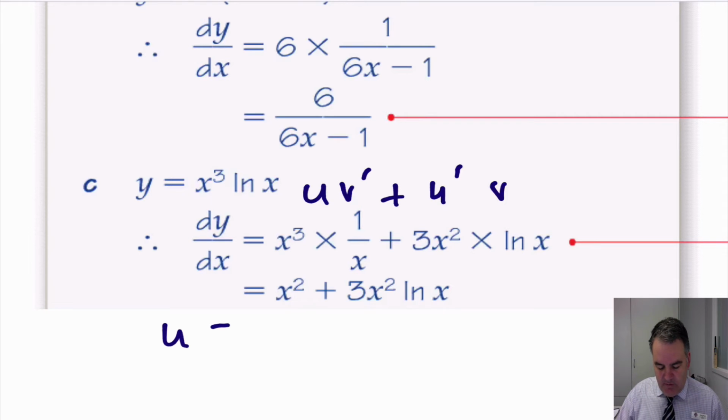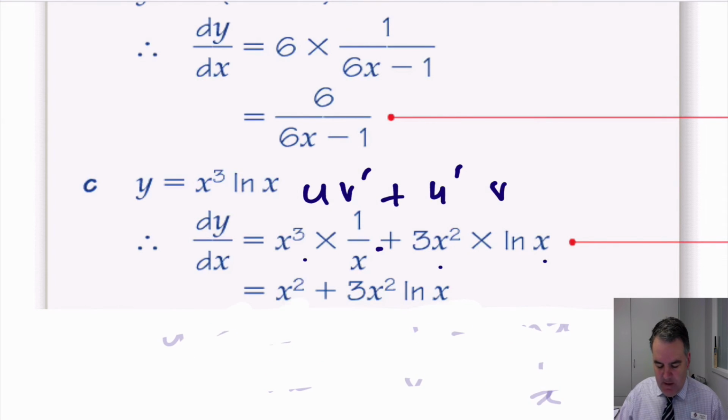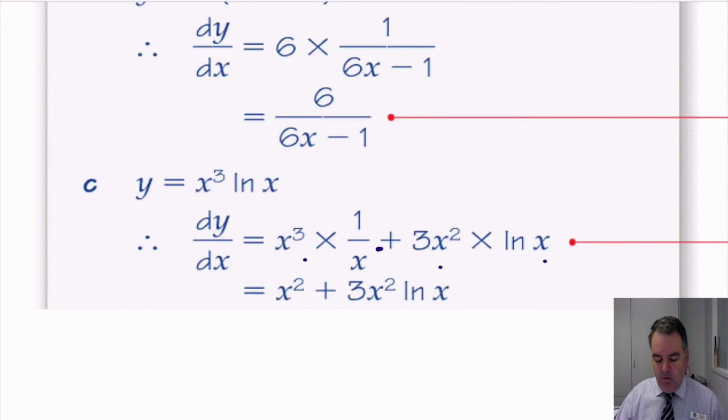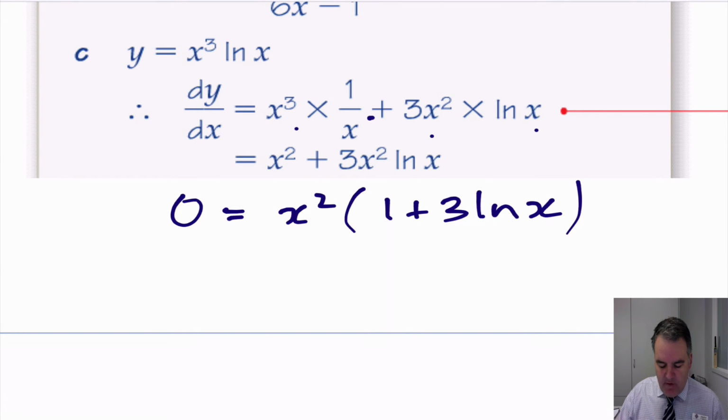So u is equal to x cubed. V is equal to ln x. U dash is 3x squared. V dash is 1 over x. Okay, so I've just put it in that formula. U dash v plus v dash u, which gives us that answer there, x squared plus 3x squared ln x. So you can see that we're using the product rule to get the answer here. Now I would also go one step and say that's x squared times 1 plus 3 ln x, because again, when we want to solve that equal to 0 to find the stationary points of this function, it's much easier to solve it in this form here.